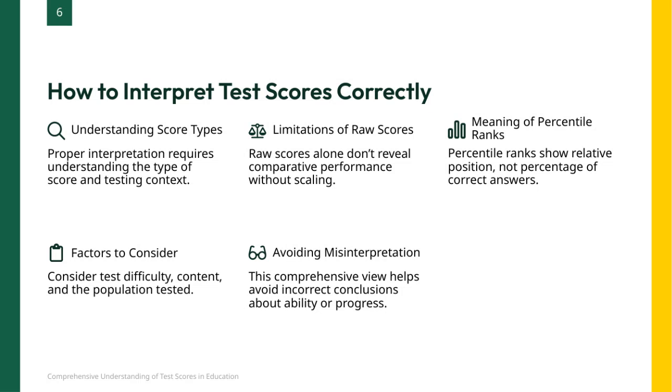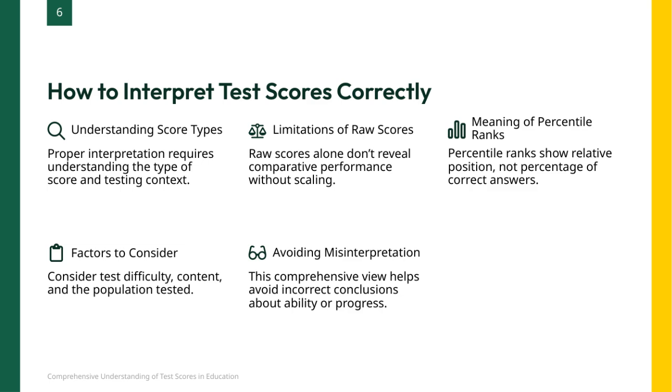When interpreting test scores correctly, the first thing to keep in mind is understanding the type of score you're dealing with and the context of the test. Different scores give different information, so knowing what kind you're looking at is crucial. For example, raw scores, which are just a number of correct answers, don't tell the full story on their own because they don't show how a person performed compared to others. That's where scaling comes into play. Percentile ranks are often misunderstood. They don't indicate the percentage of questions someone got right, but rather their relative standing compared to the group tested. So, if someone is in the 70th percentile, it means they scored better than 70% of the test takers, not that they got 70% of the questions correct.